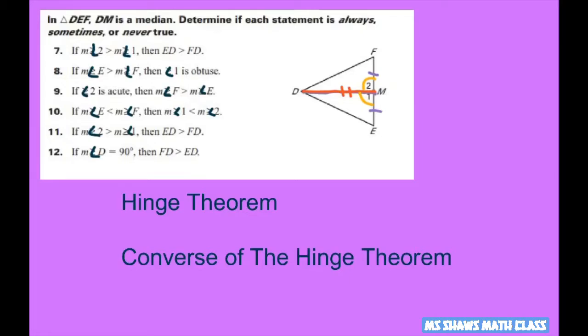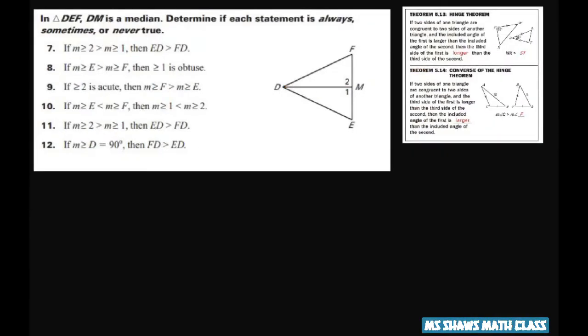So we're going to determine if each statement is always, sometimes, or never true, and it's based off the Hinge Theorem and the converse of the Hinge Theorem. We'll get started. Again, I apologize, these are marked wrong, so let's just mark this real quick.